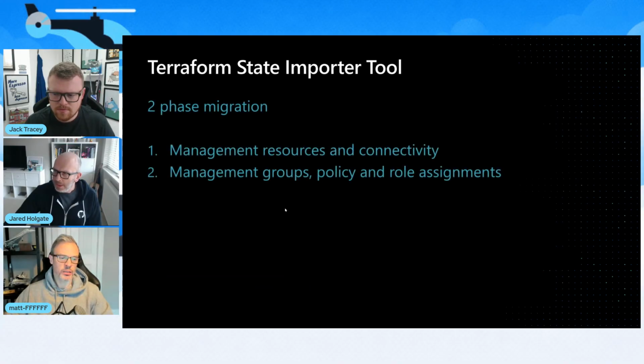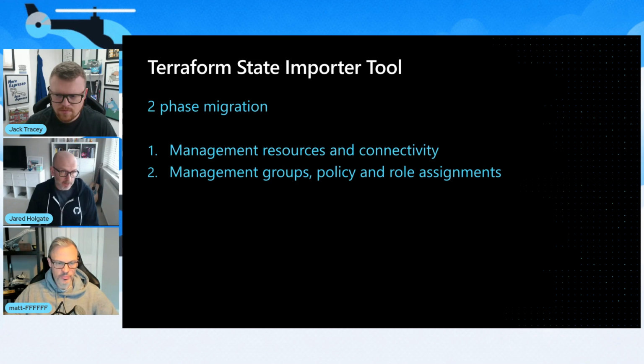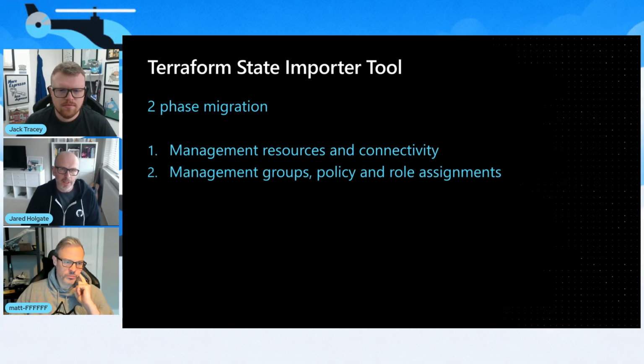So there are two phases that we have, which are separate in our guide. The first phase, which we recommend doing first, is to import the management resources, so things like your Log Analytics and your DCRs, and also, if you have connectivity, to import the connectivity: your hub and spoke network, your firewall, your VNet gateways, or your vWAN. If you're using vWAN, we have both options. Import all those into state so you don't have to destroy and recreate them.